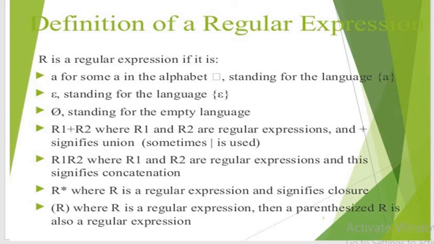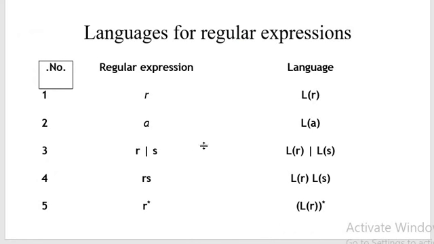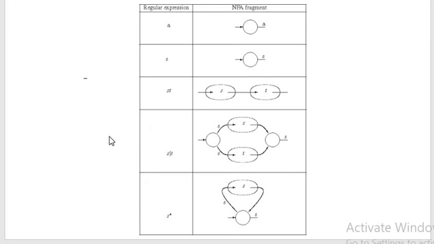Very important: the definition and rules. R1 plus R2, that is, regular expression R1 plus R2, signifies union. R1 dot R2 is concatenation. And closure. These are the three rules of the regular expression. This table explains the language: or is union, dot is concatenation, and closure is the star. This diagram shows how to draw this NFA.